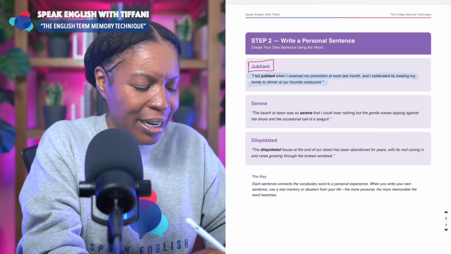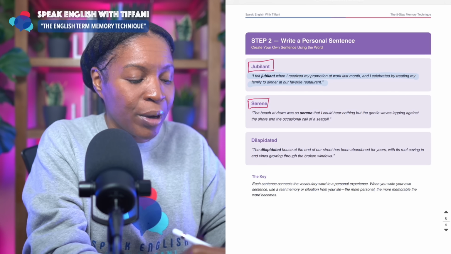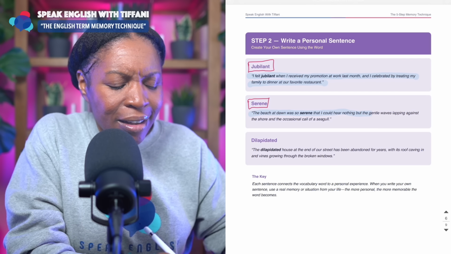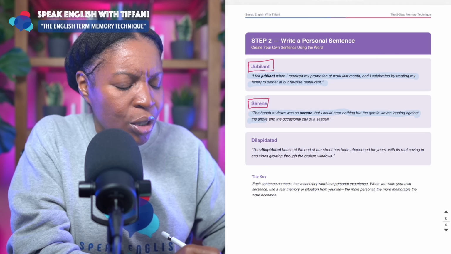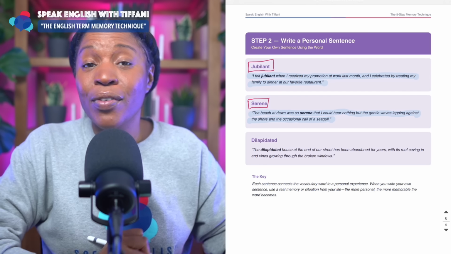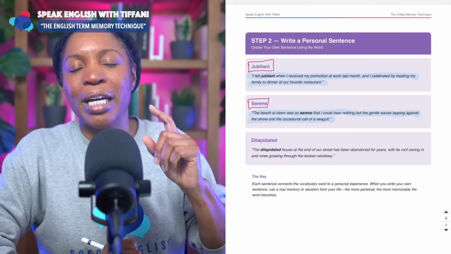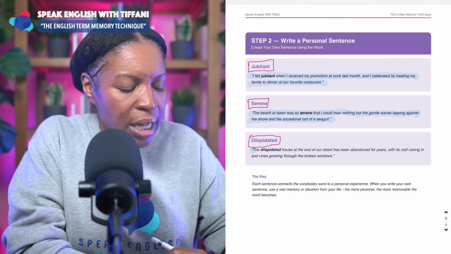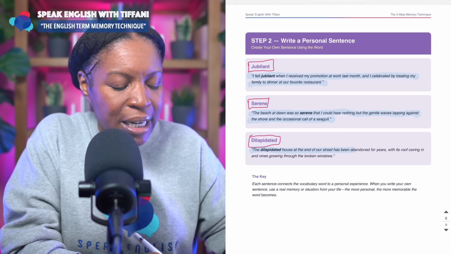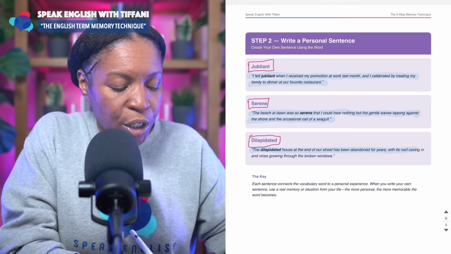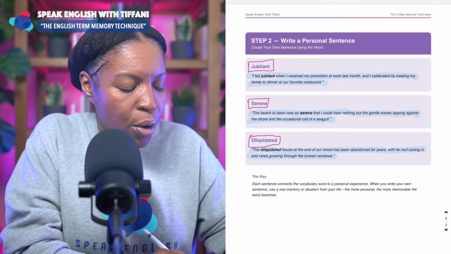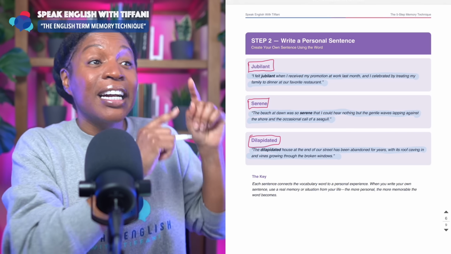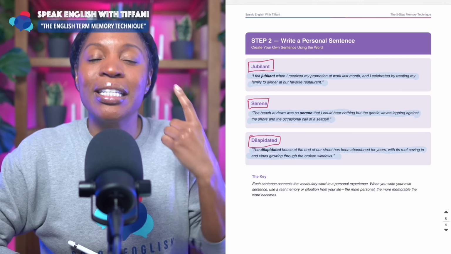What about serene? Here's the sentence I would write for serene. The beach at dawn was so serene that I could hear nothing but the gentle waves lapping against the shore and the occasional call of a seagull. Using the term serene. And what about dilapidated? Here's the sentence for dilapidated. The dilapidated house at the end of our street has been abandoned for years, with its roof caving in and vines growing through the broken windows. These are the sentences about my life experiences connected with the terms I learned in step number 1.